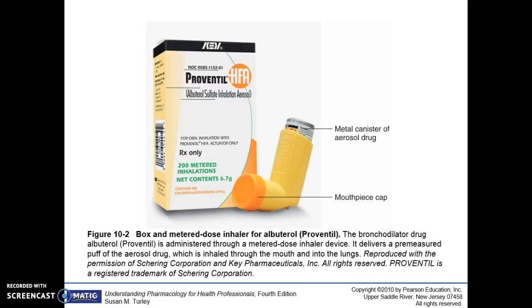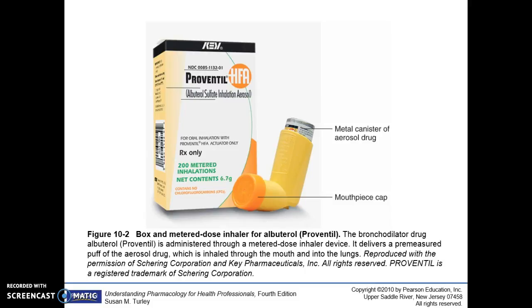Now sometimes there will also be an extender on there that allows the medication to be dispersed a little bit more evenly into the respiratory system. But again, this is one of the most common ones that you're going to see. And the idea is that it relaxes some of those smooth muscles.